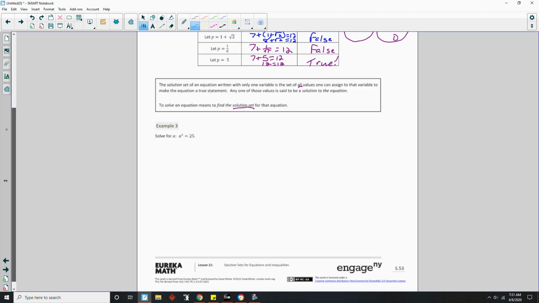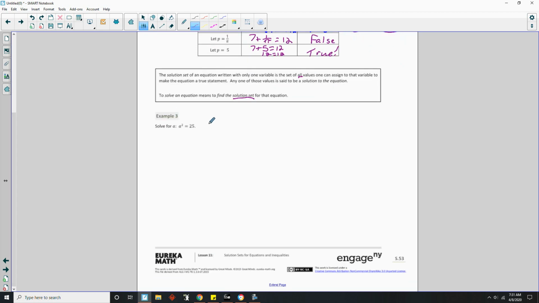Okay, so example 3 now says to solve for a squared equals 25. So if we take a squared, set it equal to 25, well, in order to get a variable by itself, you have to move everything over to the other side of the equal sign, which means to do inverse operations to cross an equal sign. So this inverse operation of squaring is square root.